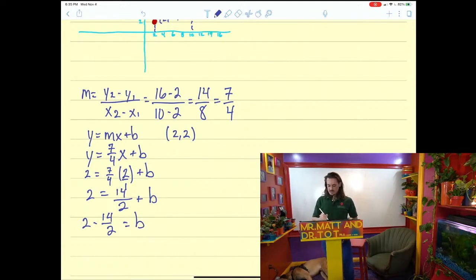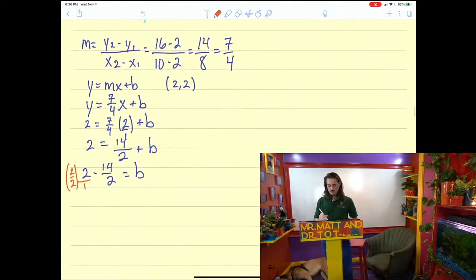But we can get common denominators here. We have 2 over 1 minus 14 over 2. So you can multiply this by 2 over 2 to get common denominators, and you'd have 4 over 2 minus 14 over 2 is equal to b. So that's going to be b is equal to -10 over 2. So b is equal to -5.